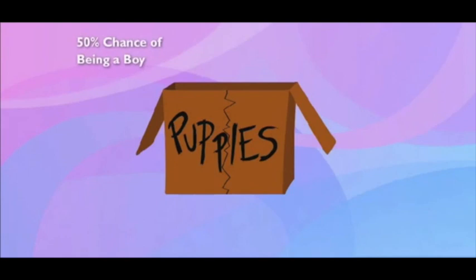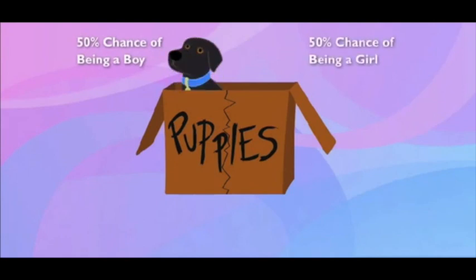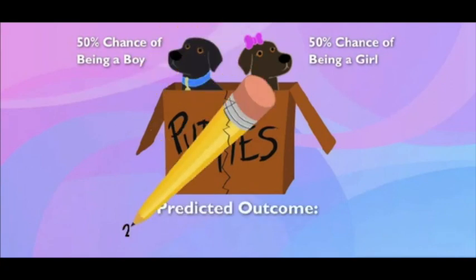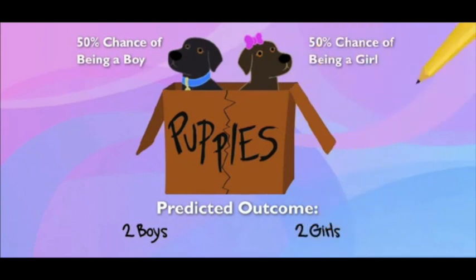Each puppy has a 50% chance of being a boy, and a 50% chance of being a girl, right? Exactly. They're equally likely. So if there are 4 puppies, we can predict that half of them will be boys and half of them will be girls. 2 and 2. That'd be perfect.